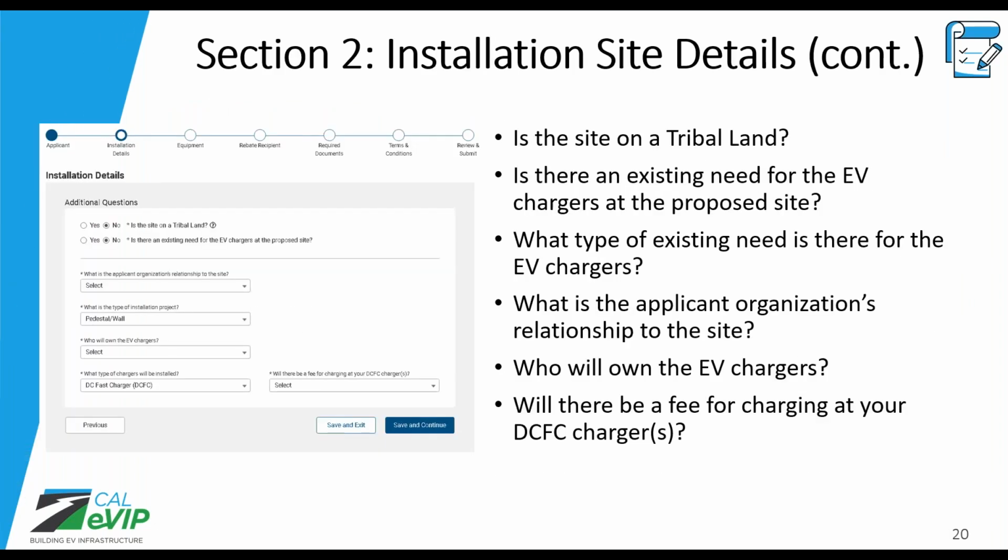Next slide. Lastly, for the installation site details, we'll be asking you these 6 questions. We'll be asking if the site is on tribal land, if there is an existing need for EV chargers at the proposed site, what type of existing need there is, what the applicant relationship is to the site, who will own the EV chargers, and if there will be a fee for charging at your DCFC chargers.